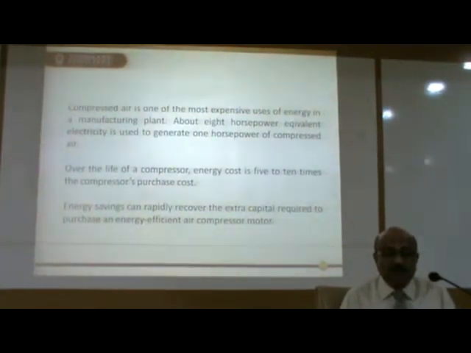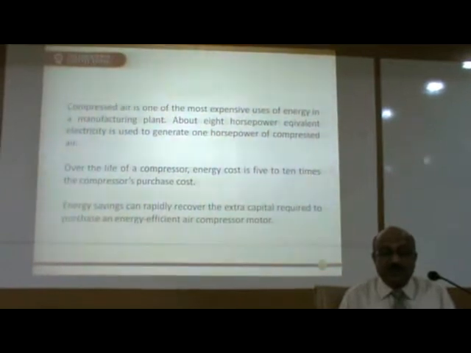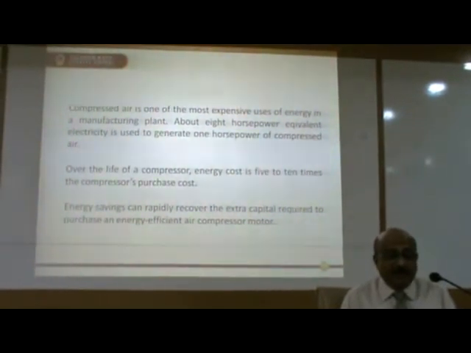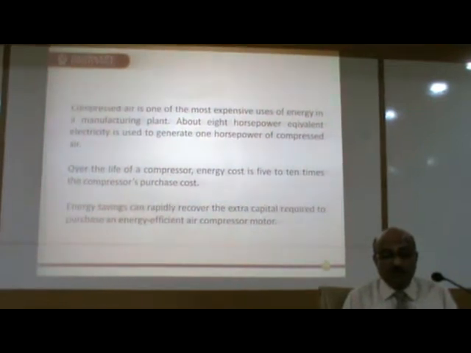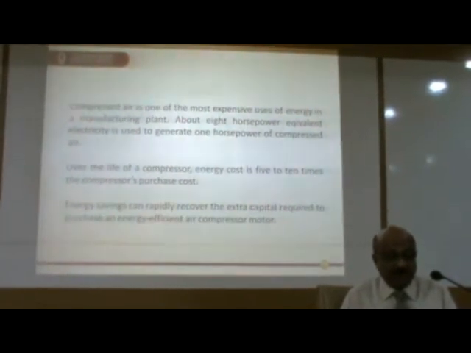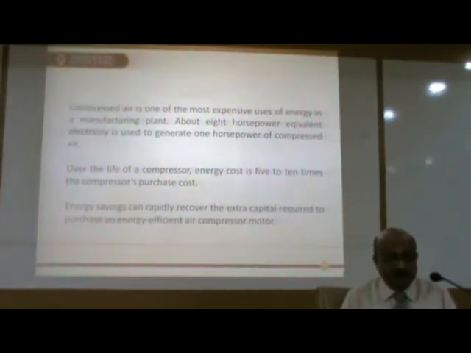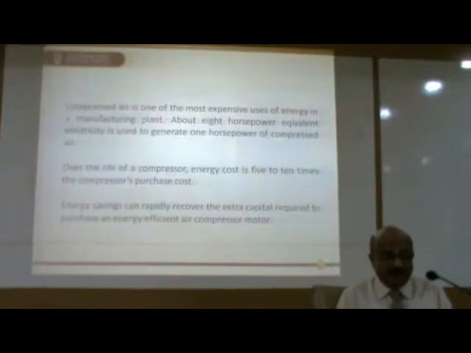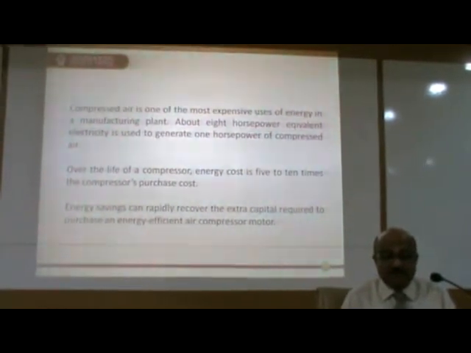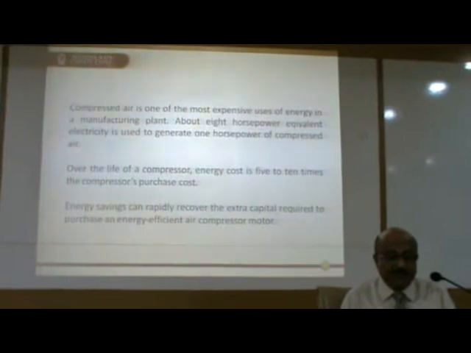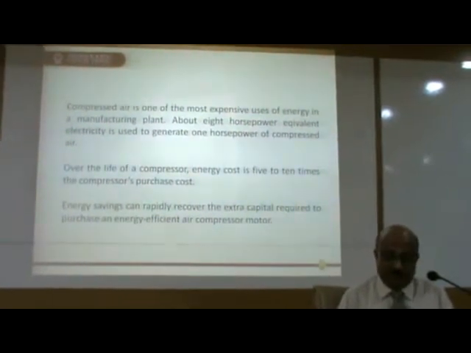Compressed air is one of the most expensive uses of energy in a manufacturing unit. About 8 horsepower equivalent of electricity is used to generate 1 horsepower of compressed air. Over the life of a compressor, energy cost is 5 to 10 times the compressor's purchase cost. So it can be well imagined that energy saving can rapidly recover the extra capital required to purchase an energy efficient air compressor.